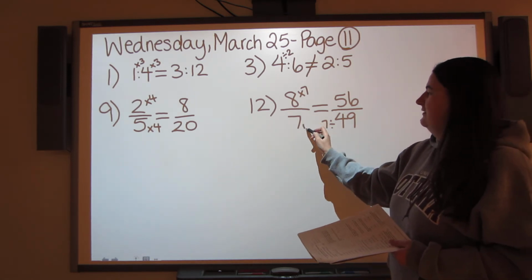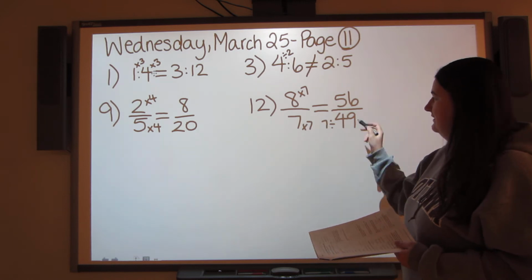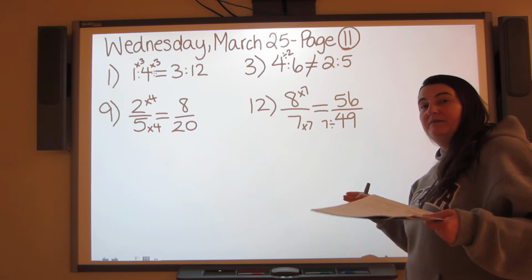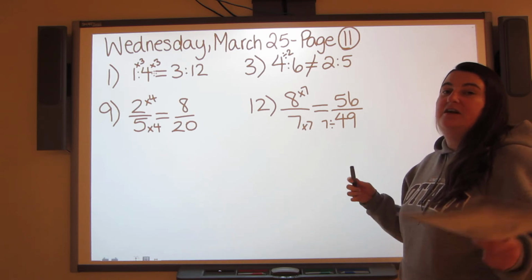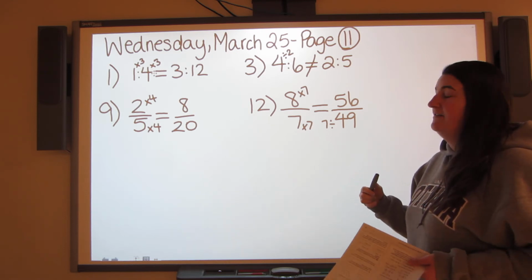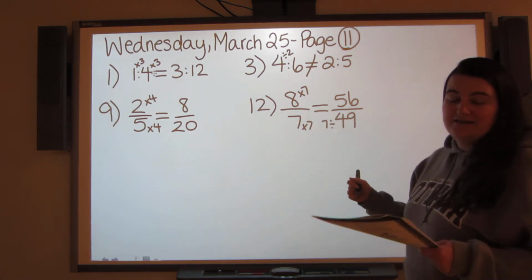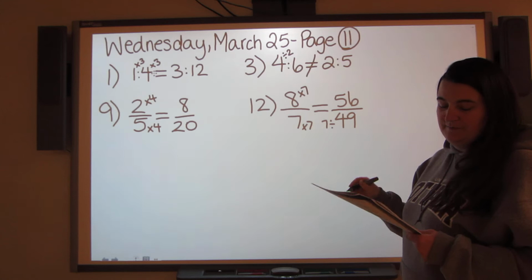7 times 7 is going to get me 49. So whichever way you want to work it, it's fine. Make sure you're using your multiplication chart. That's what it's for. It's a good tool to have. And so you've solved it. Your missing number is 7 to make this equal.